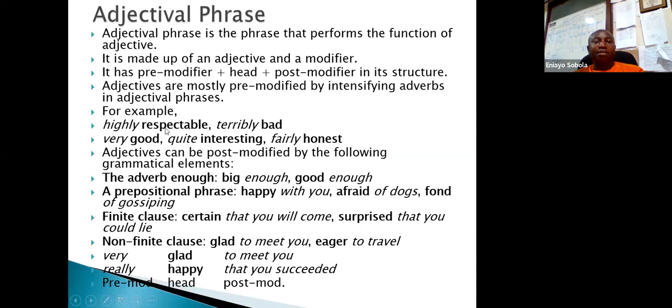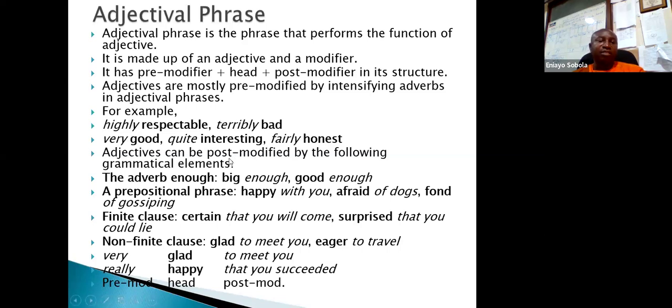Example, highly respectable. Highly is an adverb. Respectable is an adjective. Terribly bad. How bad? Terribly bad. Very good. How good? Very. It's also an intensifying adverb. Quite interesting. Intensifying adverb modifying the adjective. Fairly honest. How honest? Fairly. So we realize that intensifying adverbs pre-modify adjectives in an adjectival phrase.